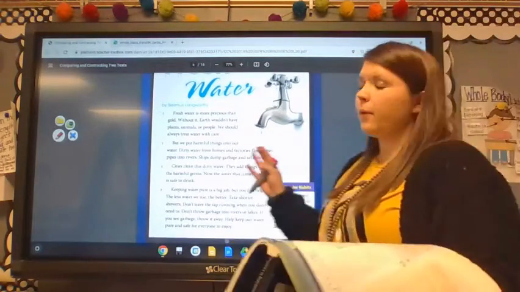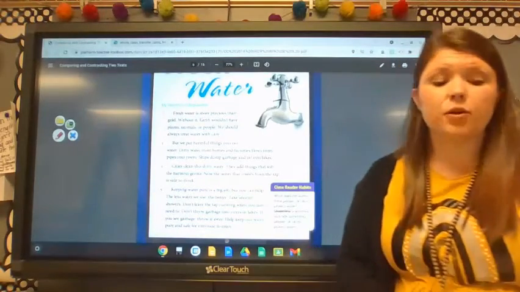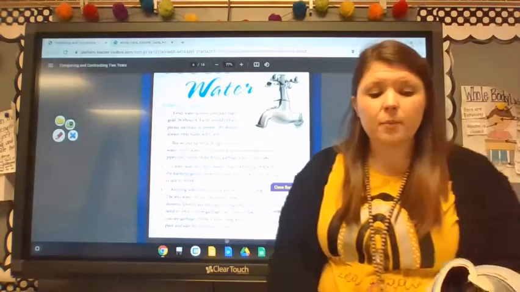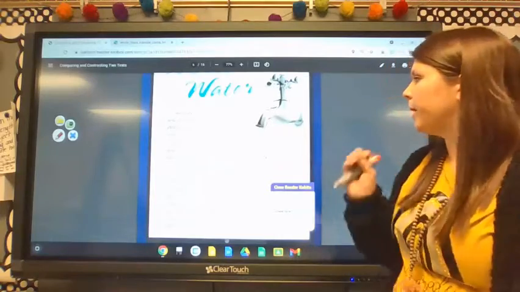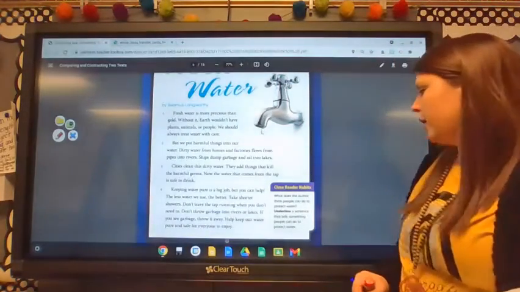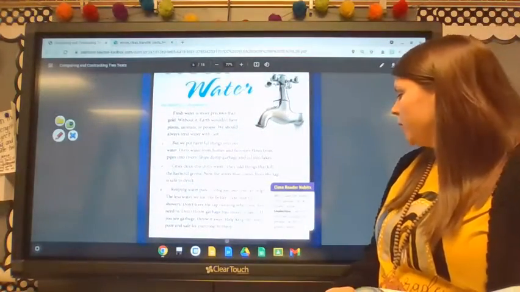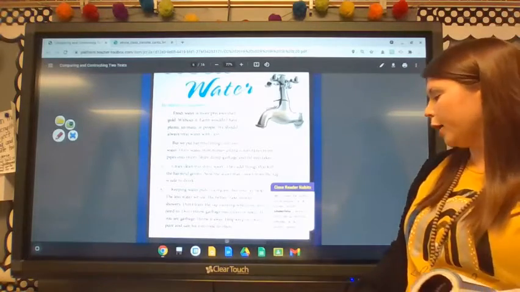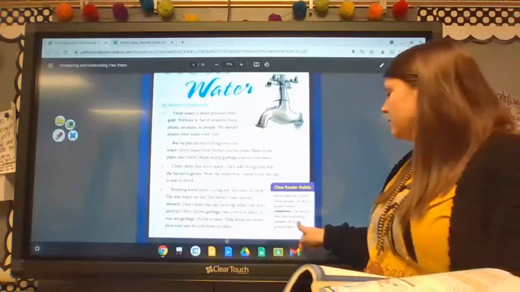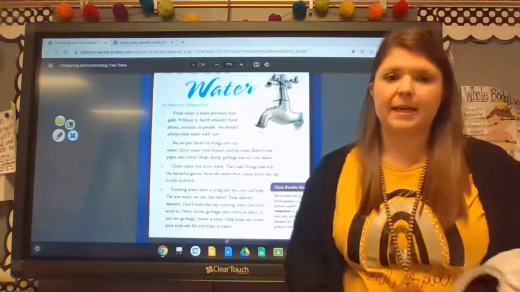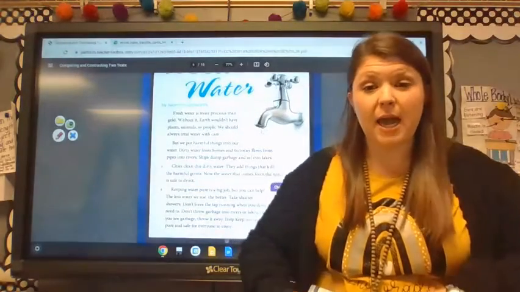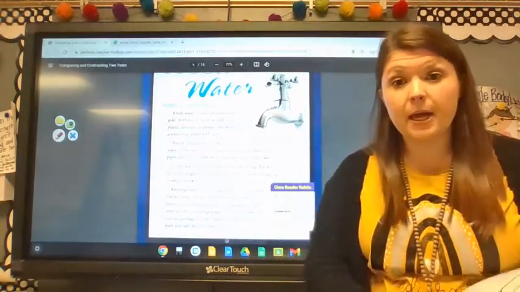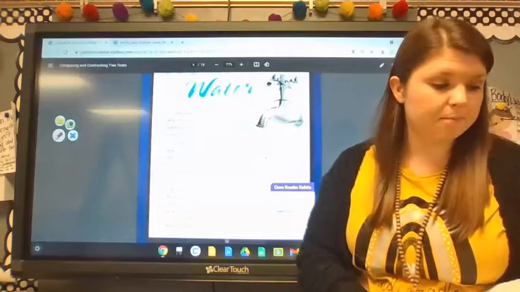All right, in our close reader habit, in order to answer the question, how do you compare and contrast the most important points in two texts on the same topic? We're going to use our close reader habit. What does the author think people can do to protect water? Underline a sentence that tells something people can do to protect water. Okay? So we're thinking about what people can do to protect water. That's going to be an important point here.